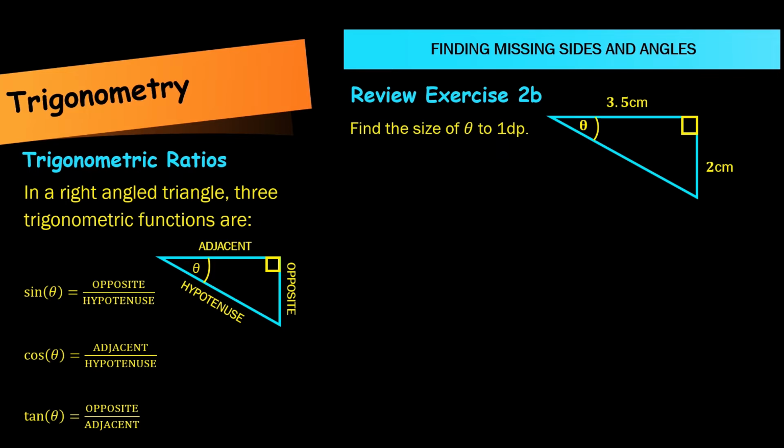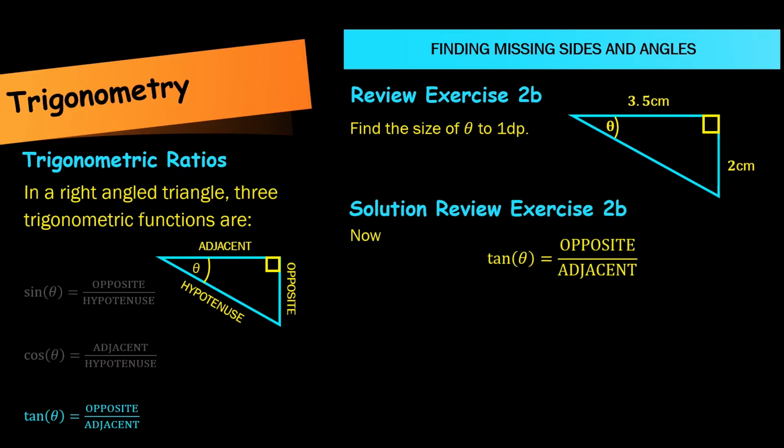And now for review exercise 2b. Find the size of theta in the given diagram to one decimal place. So we have the opposite, which is 2 centimeters, and we have the adjacent to the angle, which is 3.5 centimeters. So we're going to use the formula tan theta equals opposite over adjacent.